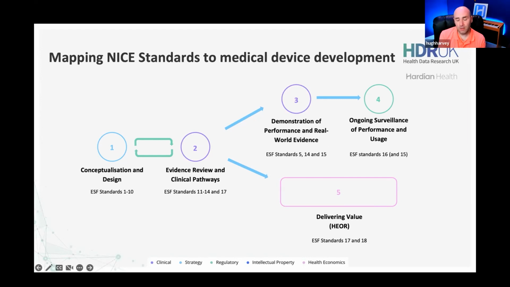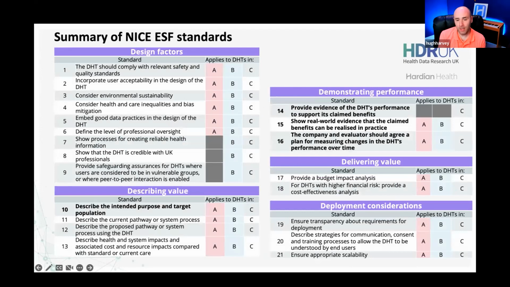So let's have a look at all of the standards together. A bit of a complex slide, but what I want you to focus on is 2 things. One, it's split into those 5 categories, which are the purple headers. It's also split by columns into the tier of device. And remember that software as a medical device is in tier C. So all 21 standards apply to software as a medical device. In bold are the ones that we're explicitly going to focus on for this webinar.